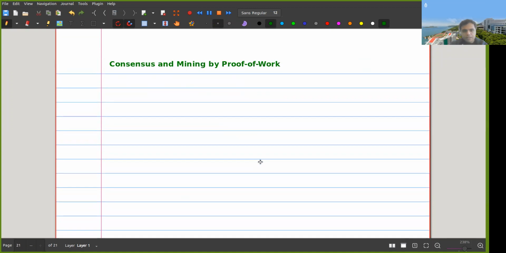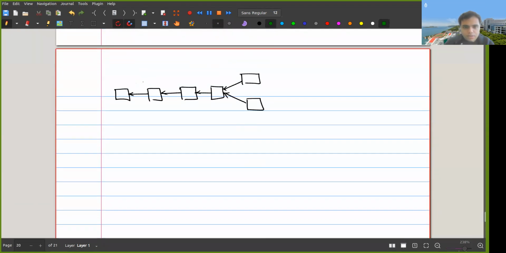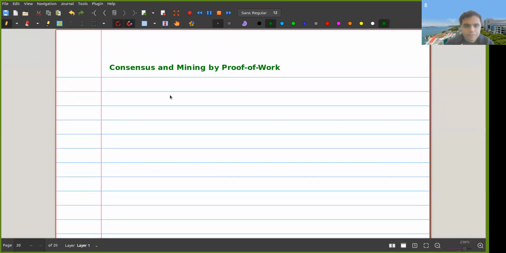Okay, so how do we solve this consensus problem? Let's again visualize what we have.